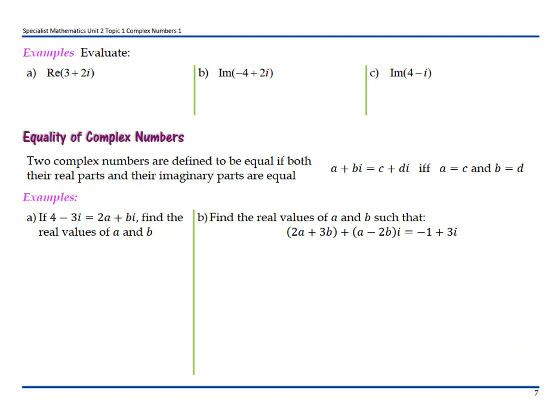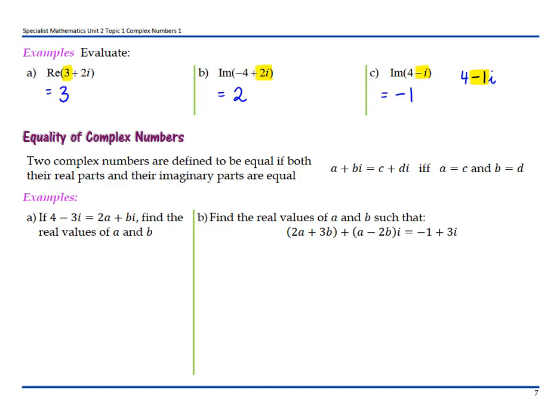Okay, let's look at some examples where we're identifying the real and imaginary part. So find the real part of 3 plus 2i. That's the bit without the I, so that's the 3. The second one, it says the imaginary part of -4 plus 2i. Well, the bit that goes with the I, that is 2. Next one, what's the imaginary part of 4 take I? So we're looking at this negative I. So remember, it's going to be -1 because we could have written that as 4 take 1 I. And you always have to remember to take the sign in front. So don't forget that.